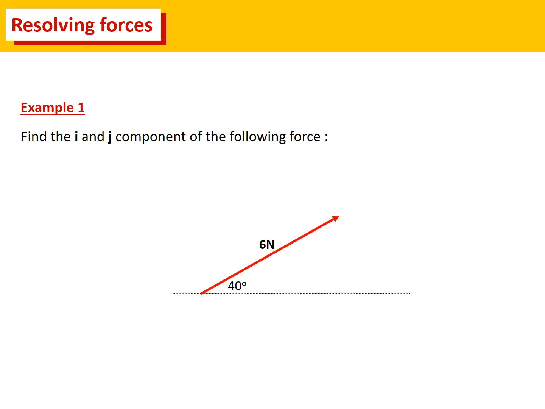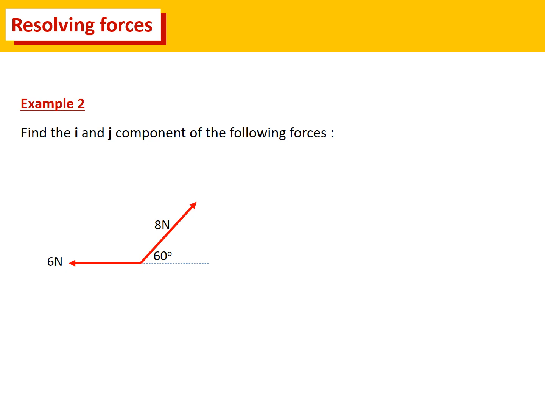So in this example, we have a 6 Newton force at 40 degrees to the horizontal, and we're going to find the i and j components. So the i component would be 6 cos 40, 4.60 newtons, and the j component, the opposite side, would be 6 sin 40, 3.86 newtons.